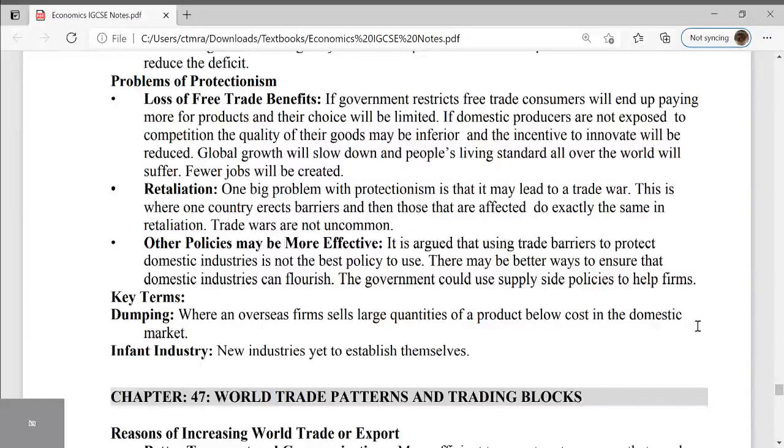Okay? Like think about protecting the local jobs. Okay? And so supply side policies can also be used, and those might be more effective and less harmful than protectionism. Okay.